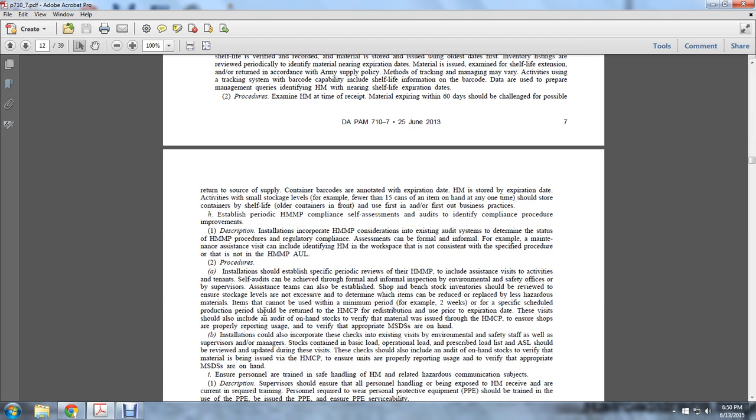Periodically establish hazardous material management compliance with a self-assessment audit to identify compliance procedures and improvements. The installation should incorporate hazardous material considerations into existing audit systems to determine the status of hazardous material procedures. Regulatory compliance assessment could be formal or informal. For example, a maintenance assistance visit can include identifying hazardous material in a workspace that is not consistent with specified procedures in the hazardous material management program authorized user list.